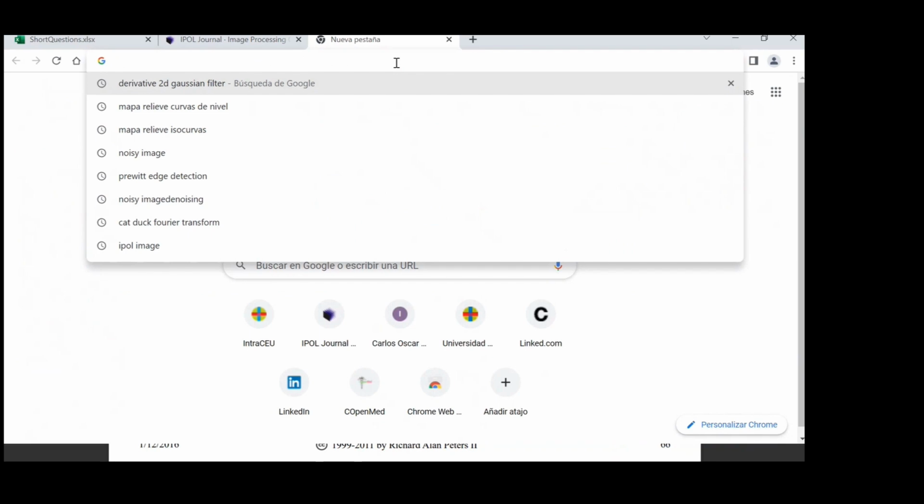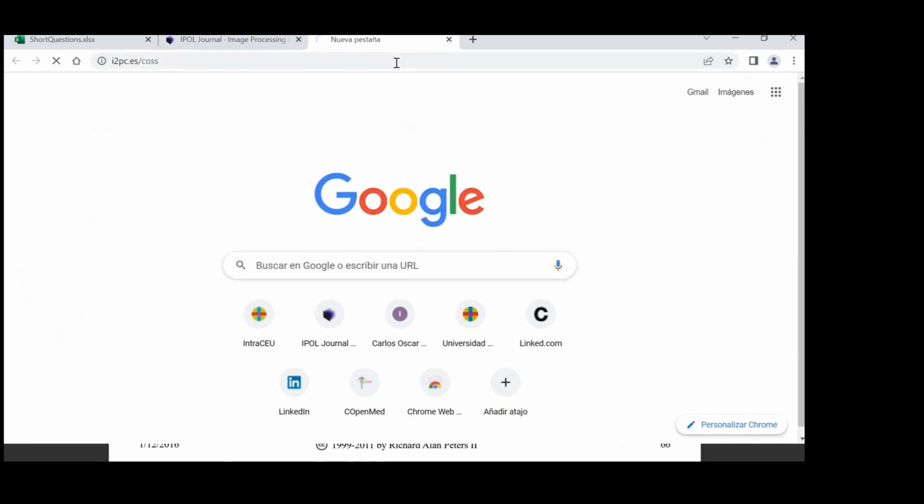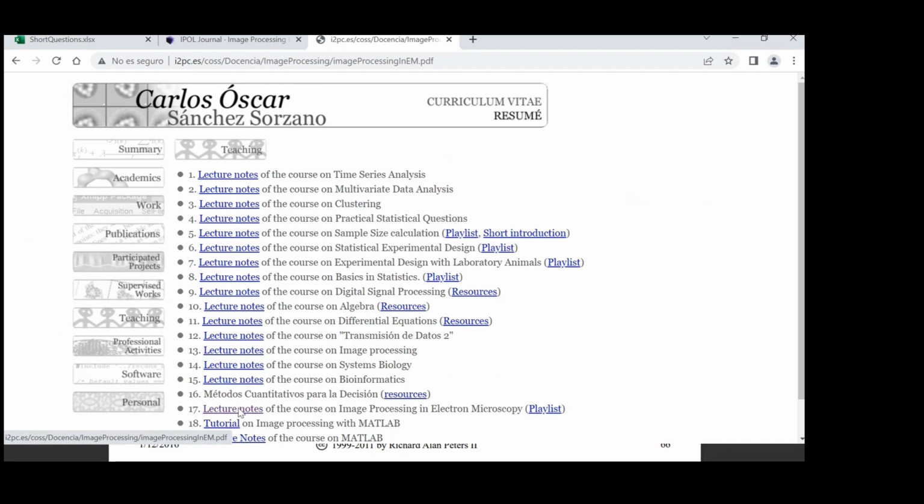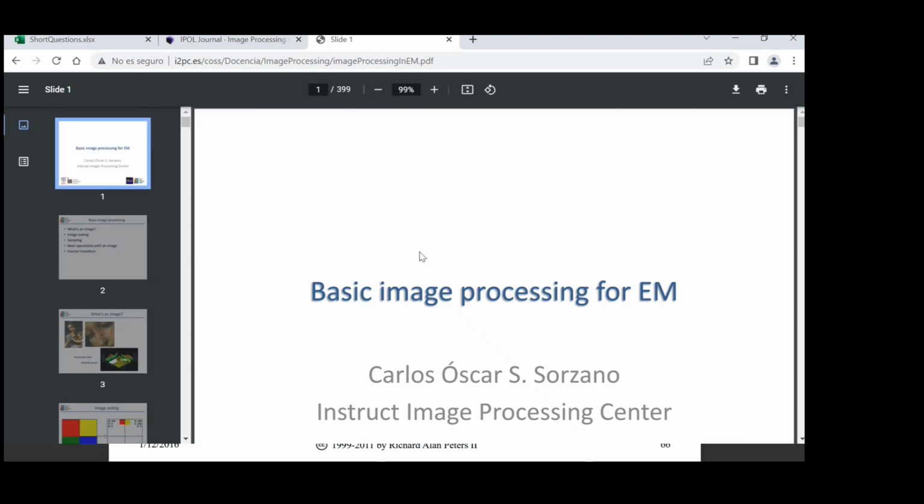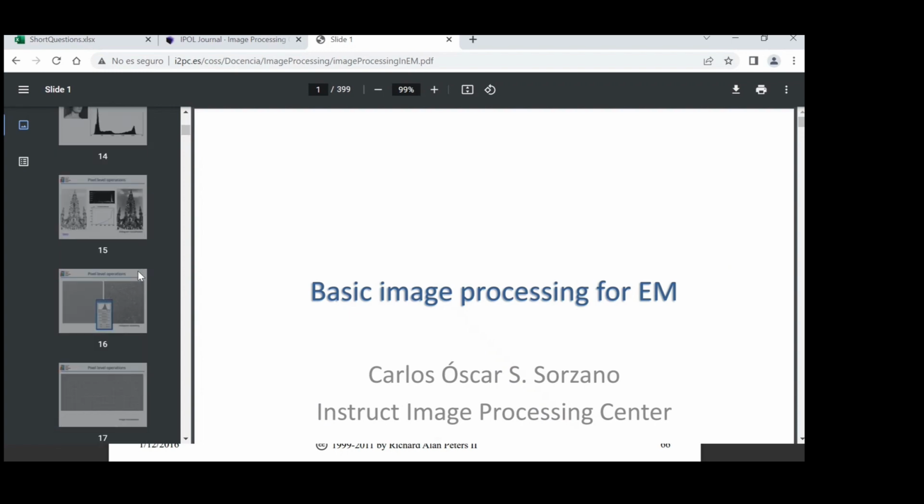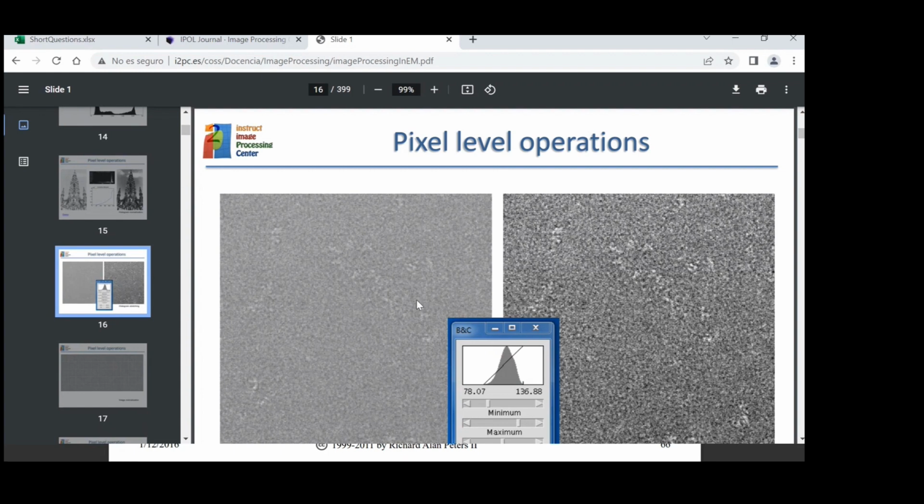I'll go to my web page. I'm teaching a course on image processing for electron microscopy. And here we have a few slides on how the micrographs look. So the micrographs look like this. All these small spots are the proteins you are interested in, and they have a lot of noise. And here, for instance, is one of these transformations you have already seen in the first lecture. You take the histogram of the image and then you map between the minimum and maximum.